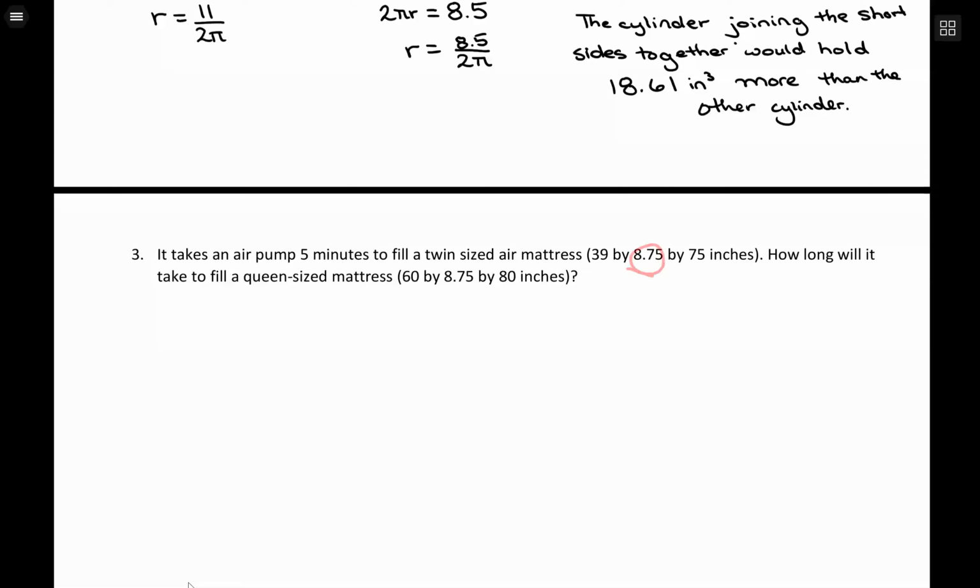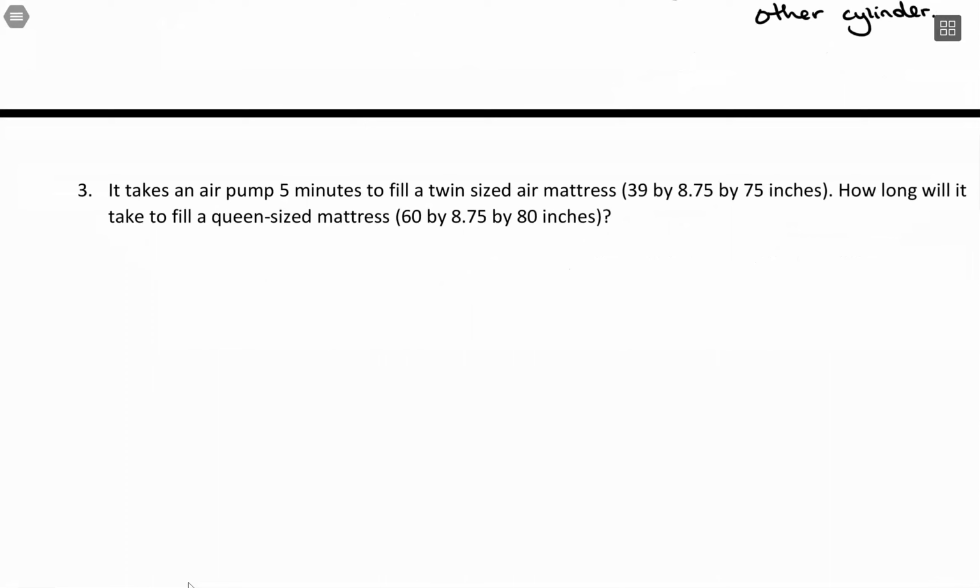So, kind of like what happened with the pizza, we don't just want to use a side length, or a height, or width. What we want to do is, the air is coming through as a volume, just like how the dough came through as an area. So with that, we want to think about volume here. So we want to compare the volume of the air mattress to time.